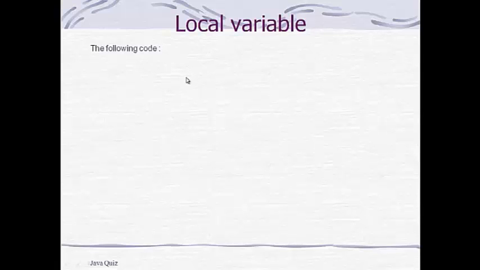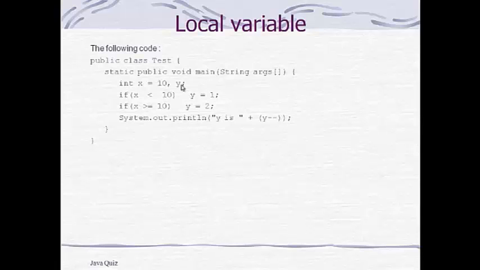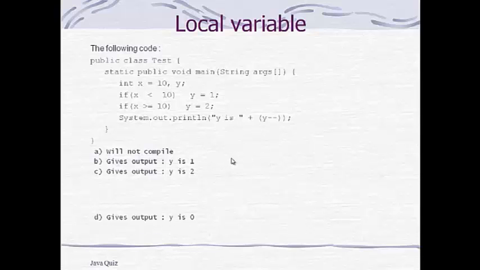So local variable, y is a local variable, x is a local variable. So if x is less than 10, y equal to 1, x is greater than or equal to 10, y equal to 2, and we are printing y as y minus minus. So what is the answer? Will not compile. Give output y is equal to 1, or y is equal to 2, or y is equal to 0.